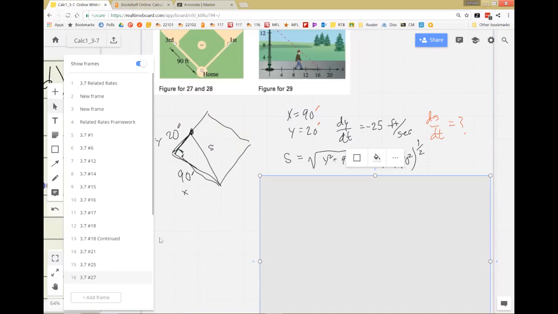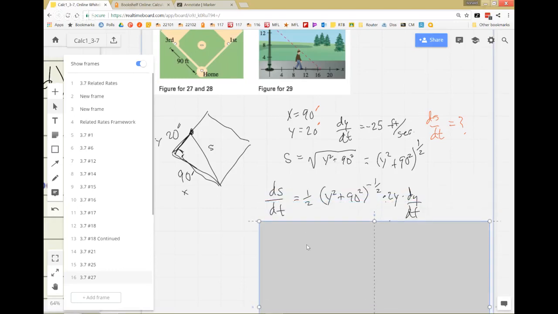Well, first I wrote, what relates the variables? The Pythagorean theorem, because we have a right triangle. So 90 squared plus y squared equals s squared. And I put that into this format again. I wrote it so we're set to differentiate. Okay, ds/dt equals 1/2 times y squared plus 90 squared to the negative 1/2 power. Chain rule, this is a constant, so we don't have to mess with that, but y squared is 2y, and chain rule again, dy/dt.